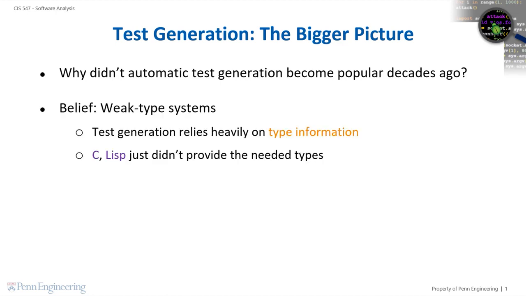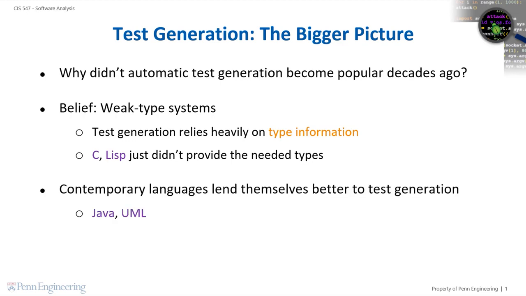The most prominent reason for this delay is that earlier programming languages had weak type systems, whereas automated techniques rely heavily on type information. Languages such as C and Lisp just did not provide the needed types. Contemporary strongly typed languages such as Java and UML lend themselves better to test generation because automated tools can exploit type information to eliminate illegal and redundant test cases and effectively prune the space of candidate tests.